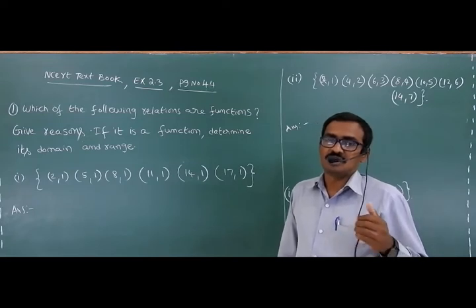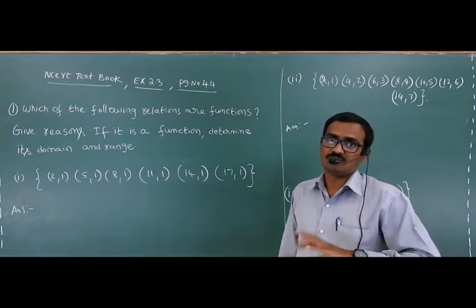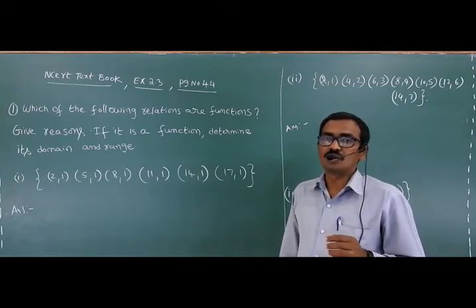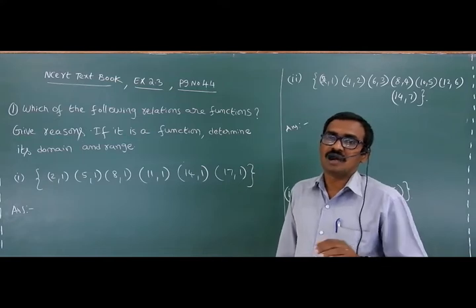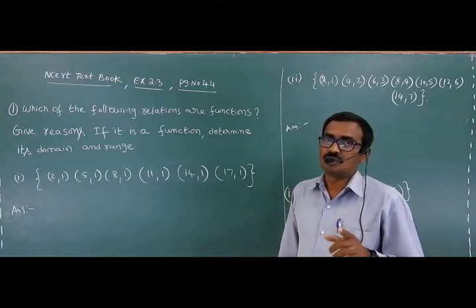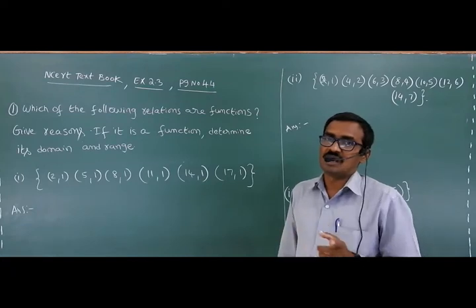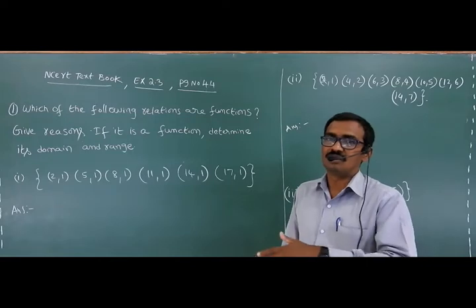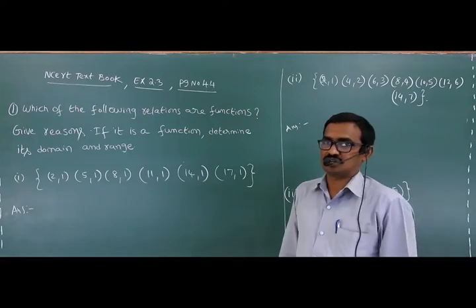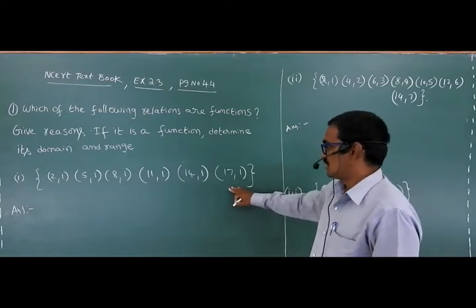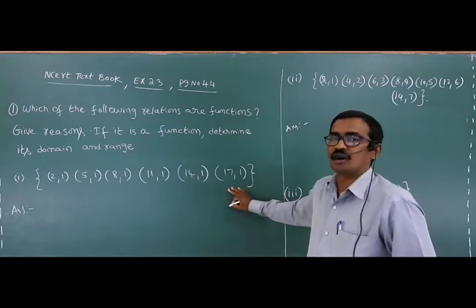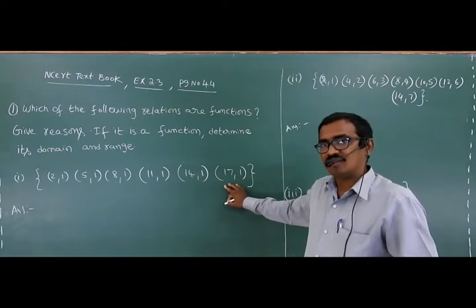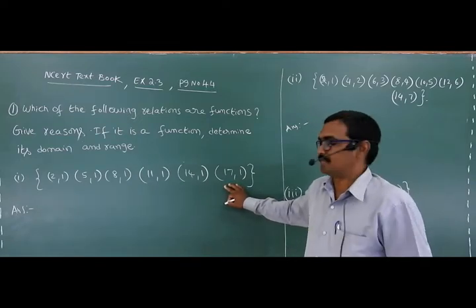And you know the second definition. A function f is a relation from set A to set B such that the domain of f is A, and no two distinct ordered pairs have the same first element. If the relation has the same first element in two ordered pairs, then it is not a function. See, is there any first element of the ordered pairs that is the same?